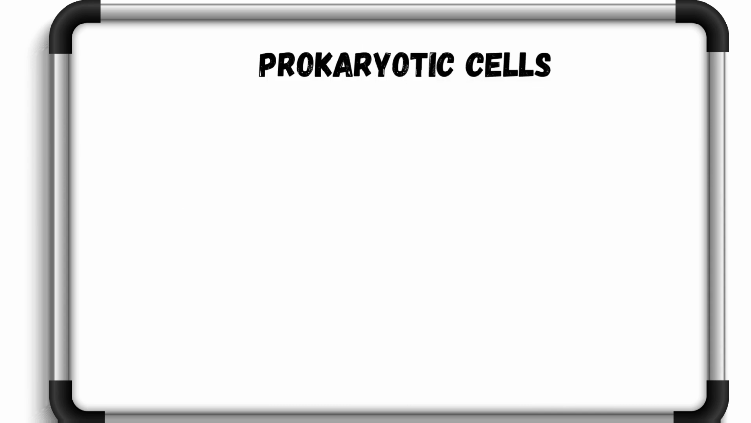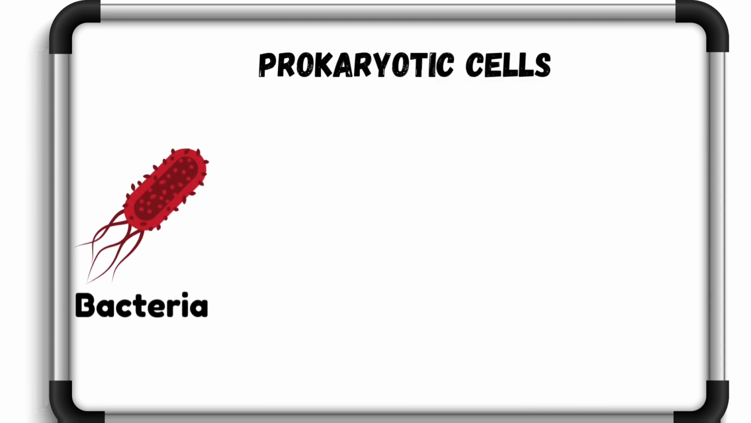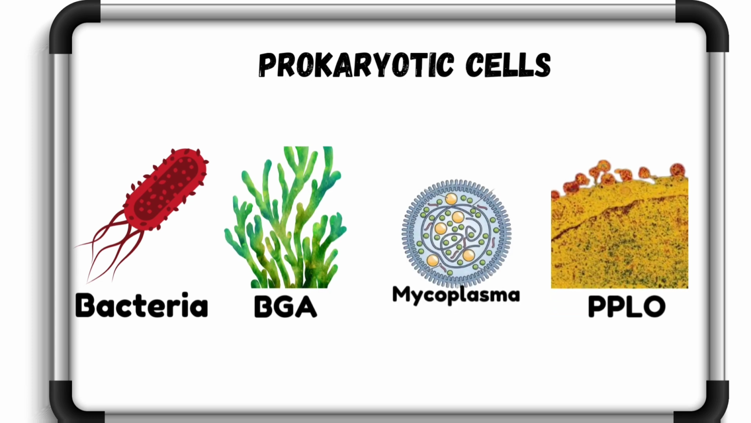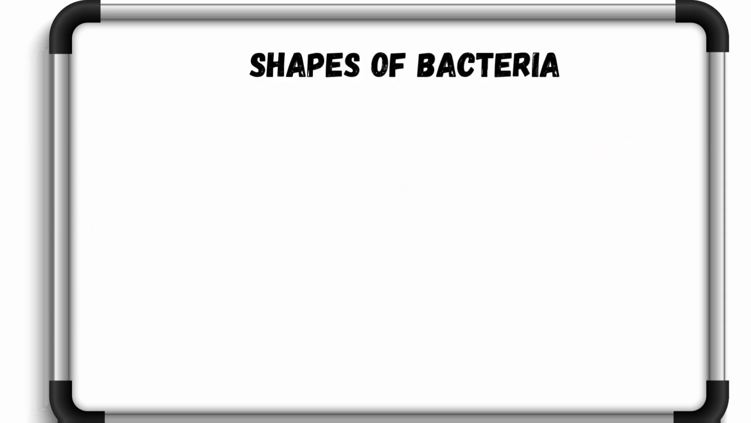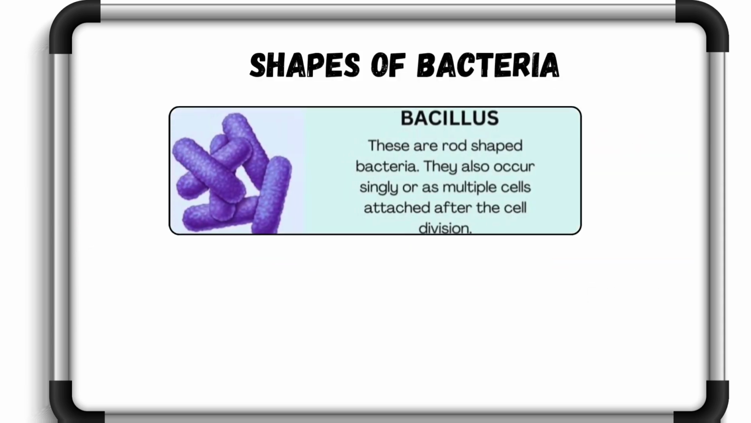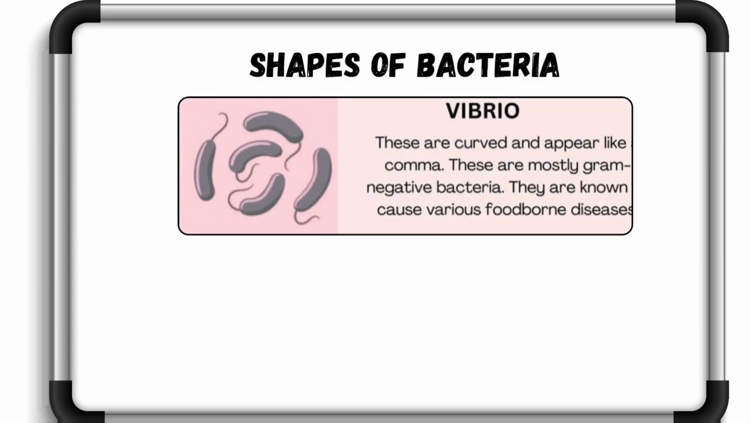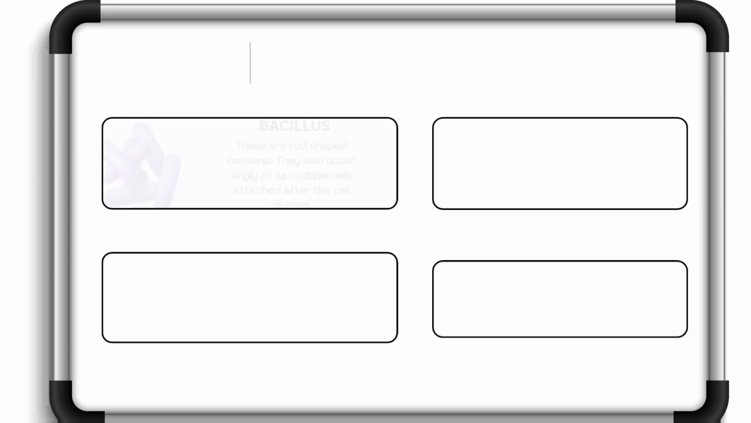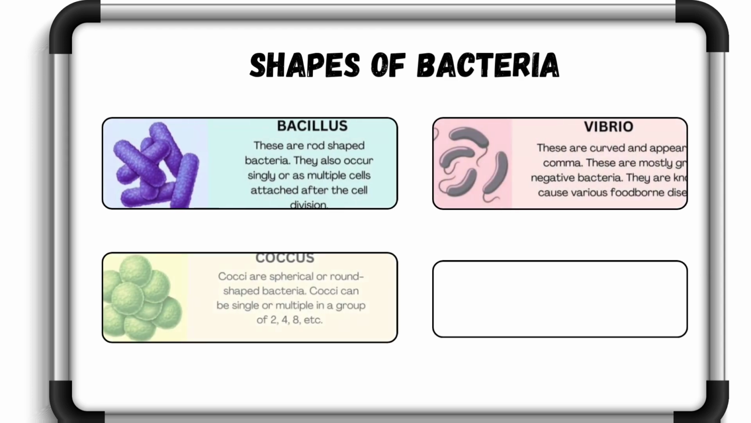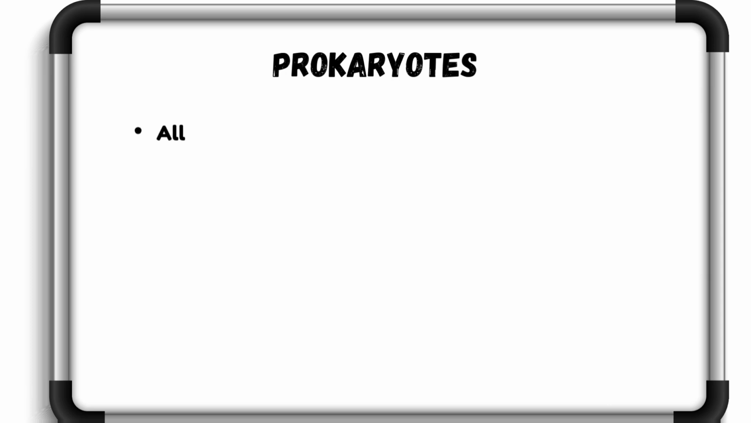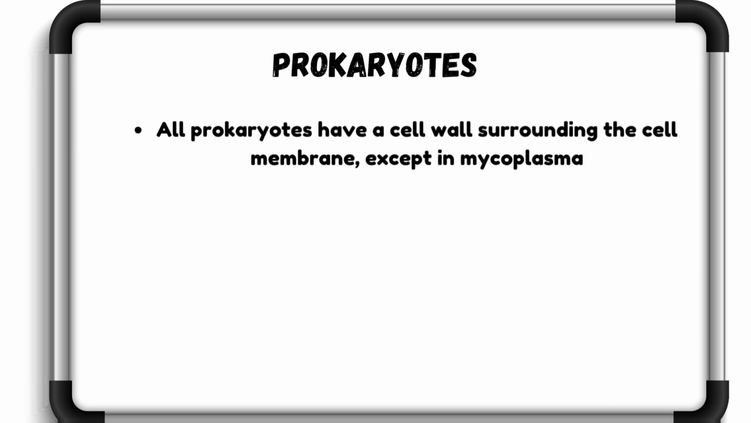Now let's focus on prokaryotic cells, which include bacteria, blue-green algae, mycoplasma, and PPLO. These cells are typically smaller and multiply rapidly. Bacteria come in different shapes. Bacillus, rod-shaped, coccus, spherical, vibrio, comma-shaped, spirillum, spiral-shaped. Although prokaryotic cells differ in shape and function, their basic structure remains the same. Most of them have a cell wall surrounding their plasma membrane, except for mycoplasma, which lacks a cell wall entirely.